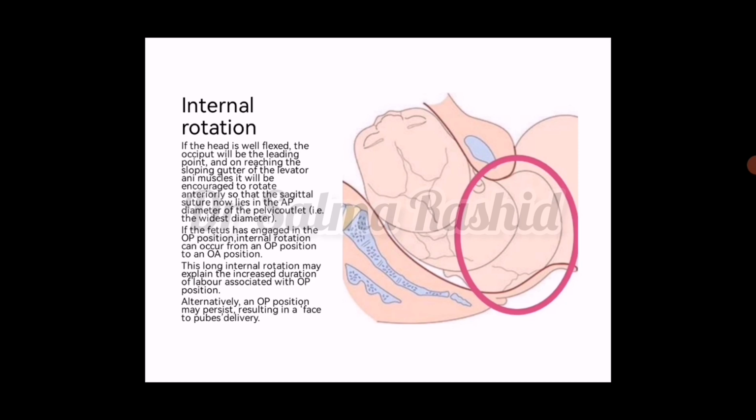If the fetus has engaged in the occipito-posterior position, internal rotation can occur from the occipito-posterior position to the occipito-anterior position. This long internal rotation may explain the increased duration of labor associated with the occipito-posterior position. Alternatively, an occipito-posterior position may persist, resulting in a face to pubes delivery.